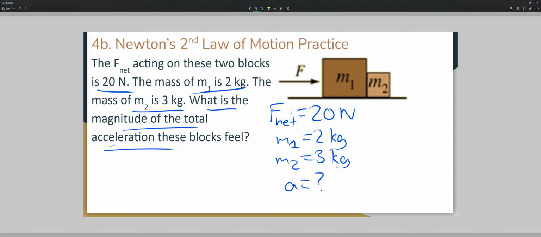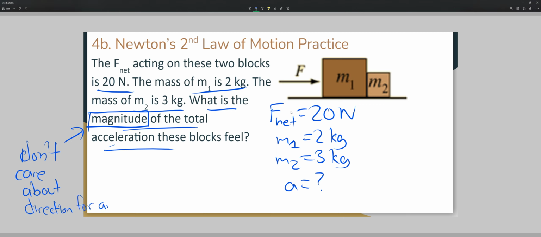By the way, when the problem asks for the magnitude of acceleration, they just care about the number, the size of something. They don't care about direction for your answer. That's all magnitude means. It doesn't mean anything else.